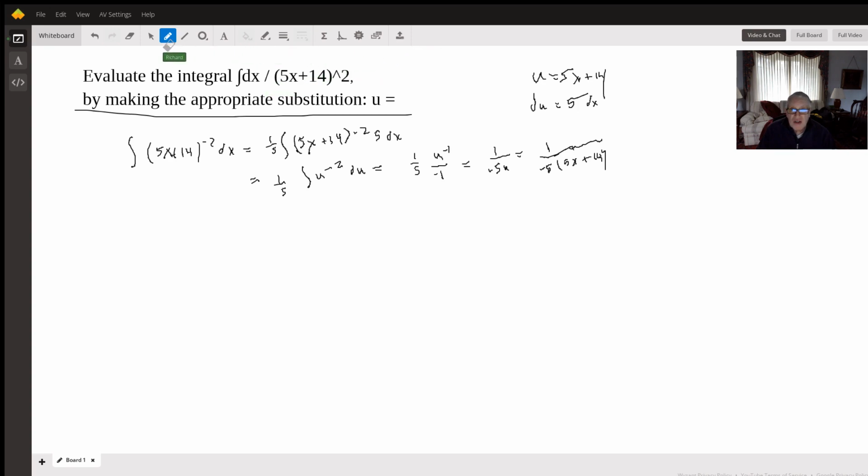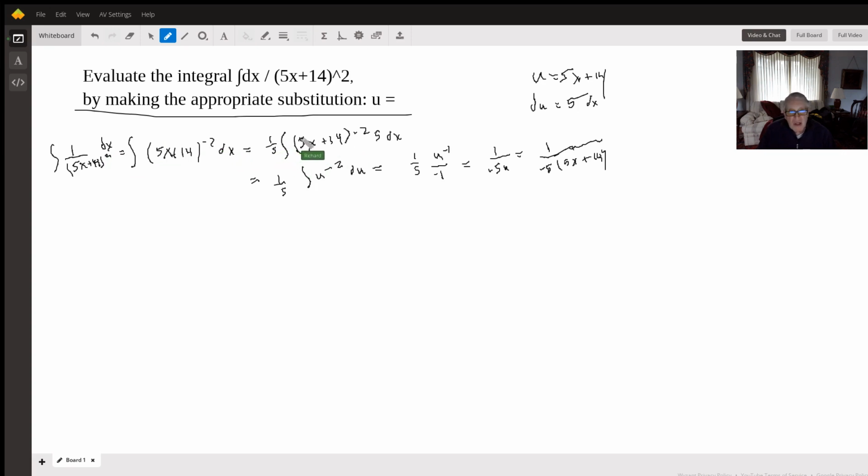So the first thing that I did was I rewrote this. Instead of 1 over (5x plus 14) squared, I just wrote it as a negative exponent just to make it easier to work with. So that's the first step. That's what we started with, and I'm just rewriting it this way to make it easier.